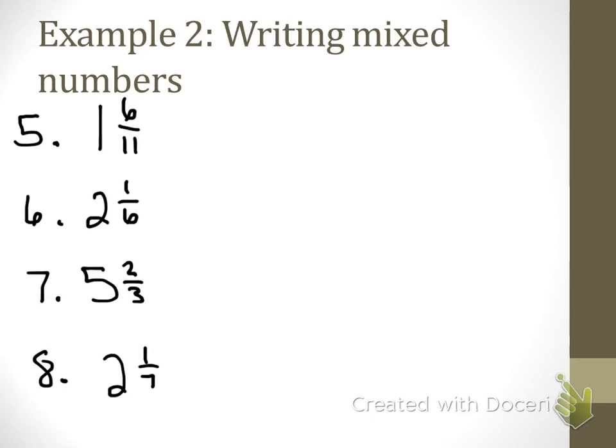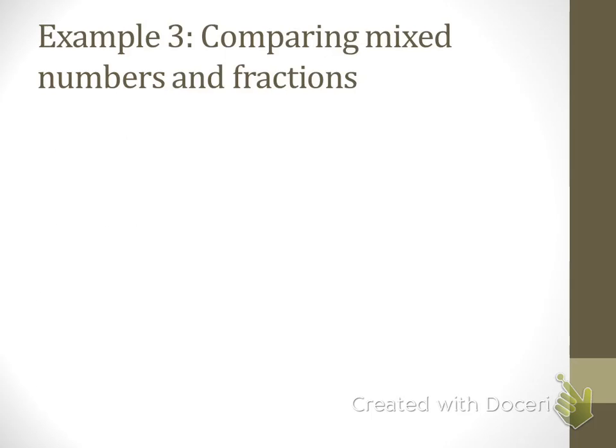Okay, now moving on to example 3. In example 3, it gives us the fractions. Now we're going back to comparing and ordering in examples 3 and 4. It gives us the fraction 17 over 6 and 2 1/4. Technically, you could convert both to a mixed number, or convert both of them to an improper fraction. Converting to an improper fraction leaves less room for you to make a mistake.